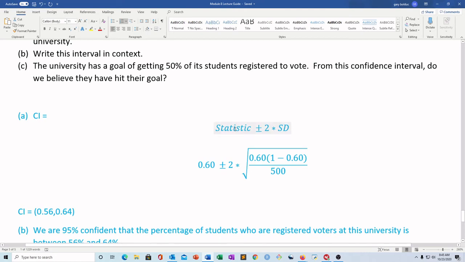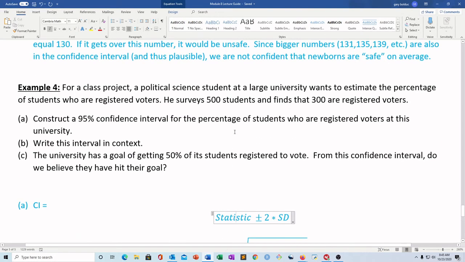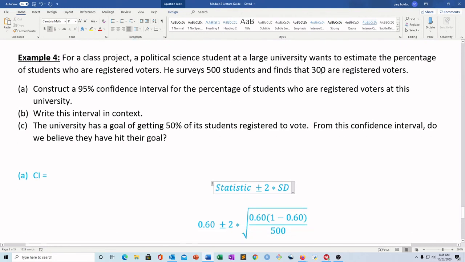So just start at the beginning. What's your statistic? Go back up. What happened with these actual students? 500 students, that'll be helpful later. 300 out of 500. So my statistic is 300 divided by 500, which is 0.6. Okay, plus minus, that's a symbol. 2, a nice number. Times, I write that. Standard deviation.